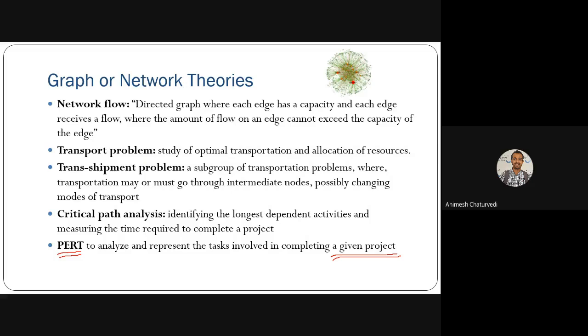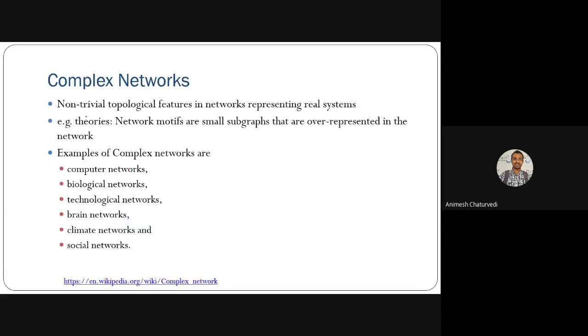If these activities are delayed, then the whole project will be delayed. Why? Because these take the longest duration to complete the whole sequence of activities. So we are interested in studying this critical path, which is defined as the longest dependent activities, measured in terms of the time required to complete the project. We'll see an example of this in detail.